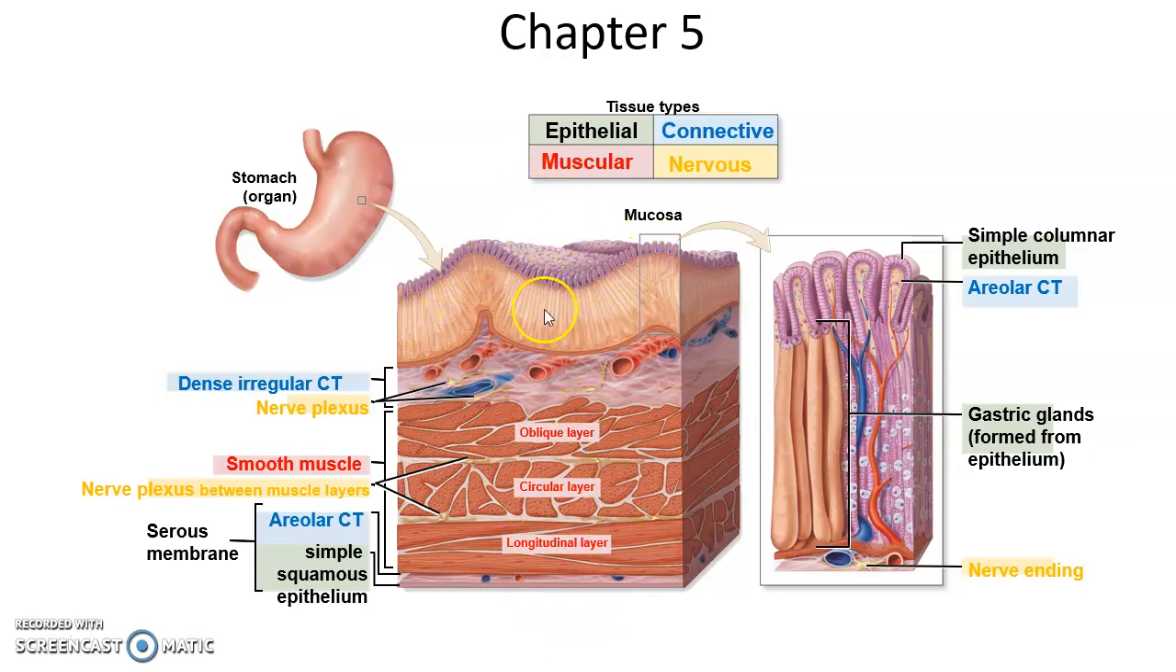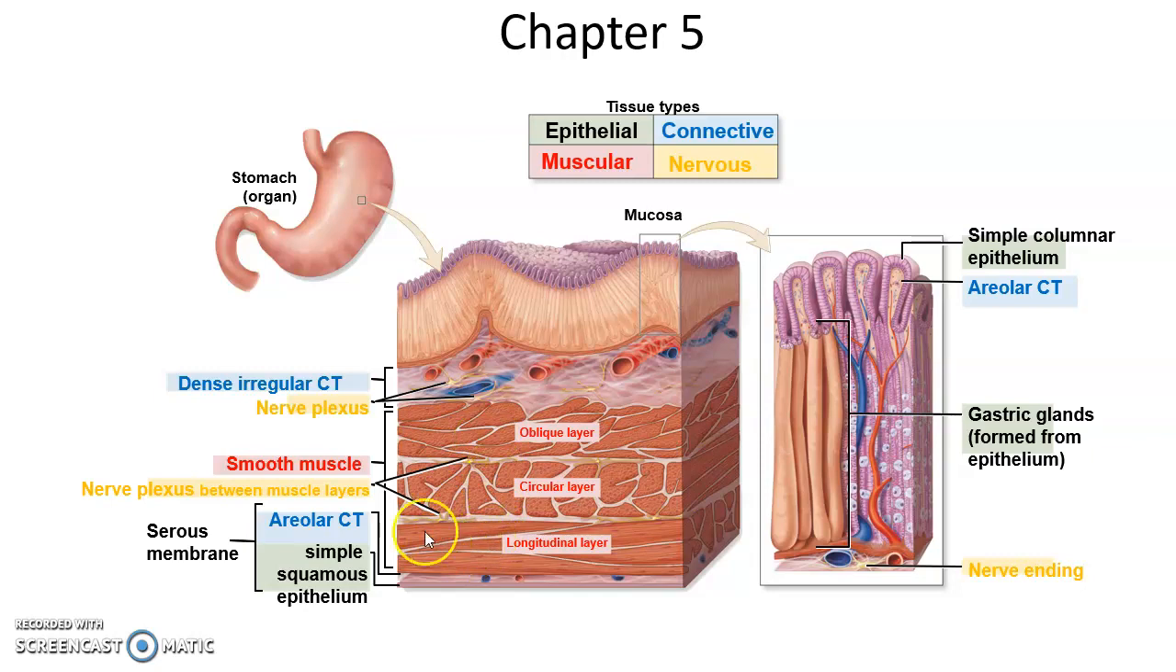So on its surface, on the inside, is epithelial tissue. Epithelial tissue, simple columnar epithelium. And it is a type of mucous membrane, so it produces mucus. Underneath that, of course, is dense irregular connective tissue, holding the epithelial tissue to the underlying muscle tissues. In the dense irregular connective tissue, lots of nerves, lots of blood vessels, very important.